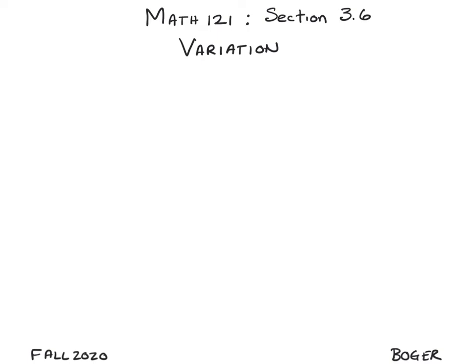This will be section 3.6 in our Math 121 course. It is on variation. It's a fairly quick and easy section. It is great for building formulas, and it's used in the sciences a lot, so we'll think about it from the perspective of the sciences and how variation is used. Variation is just what it says. How does one thing vary as you change something else?